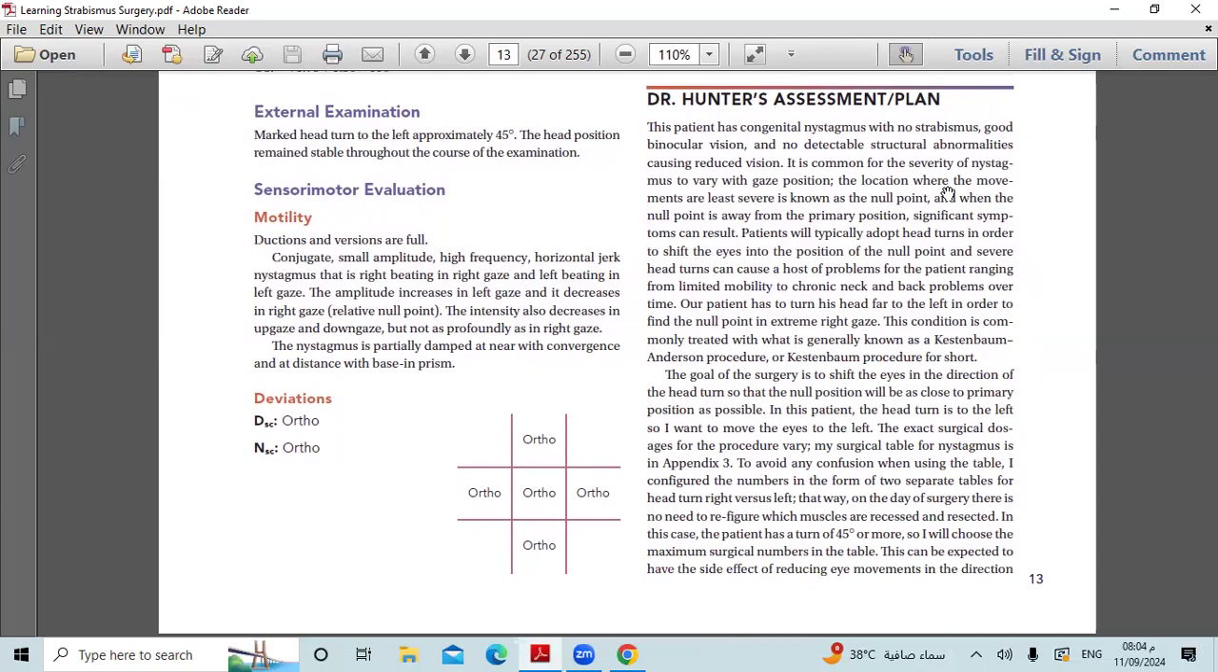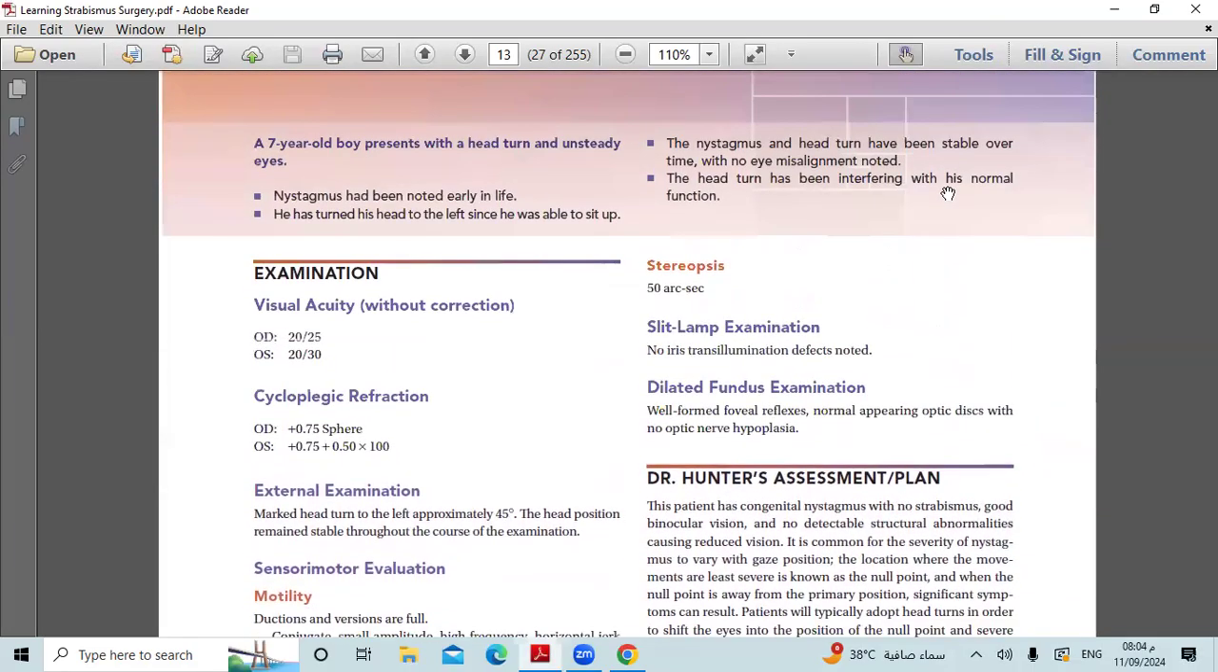Deviations: for distance uncorrected is ortho, and for near uncorrected is also ortho. Stereopsis is 50 arc seconds. Slit lamp examination: no iris transillumination defects noted. Dilated fundus examination: well-formed foveal reflexes, normal appearing optic discs with no optic nerve hypoplasia.